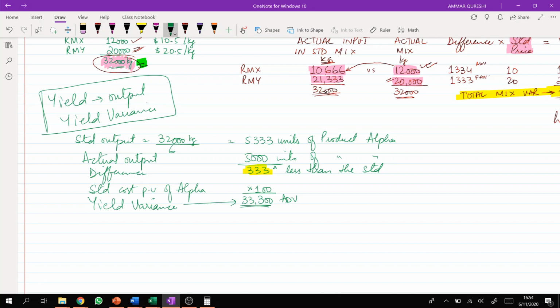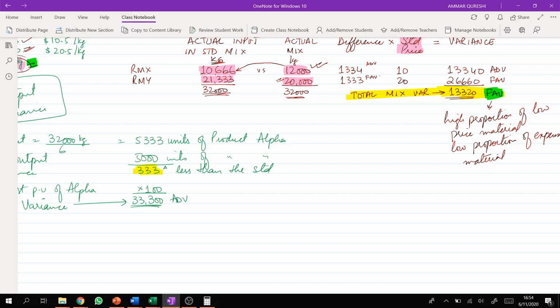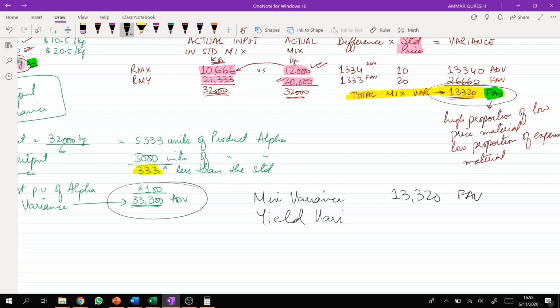Right? So what actually happened is, see, this is material mix variance and this is material yield variance. So the mix variance is 13,320 favorable and the material yield variance is around 33,300 adverse.